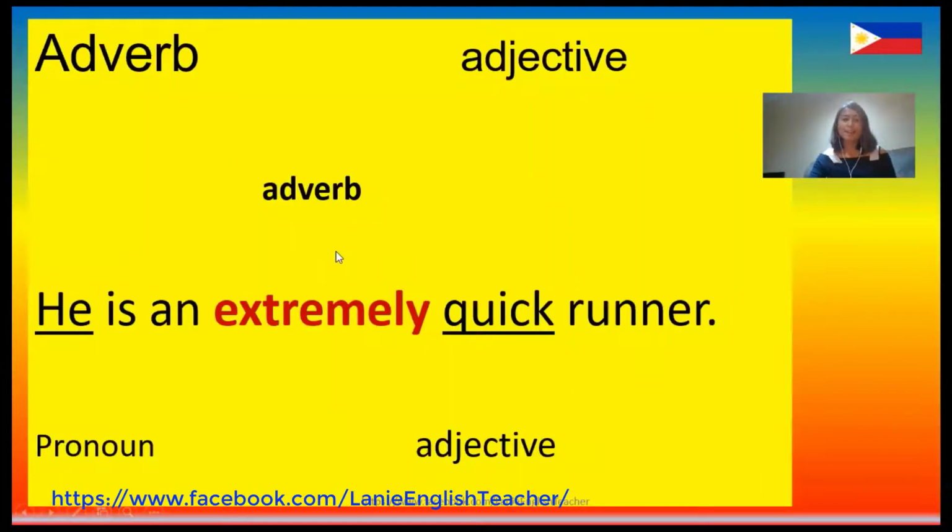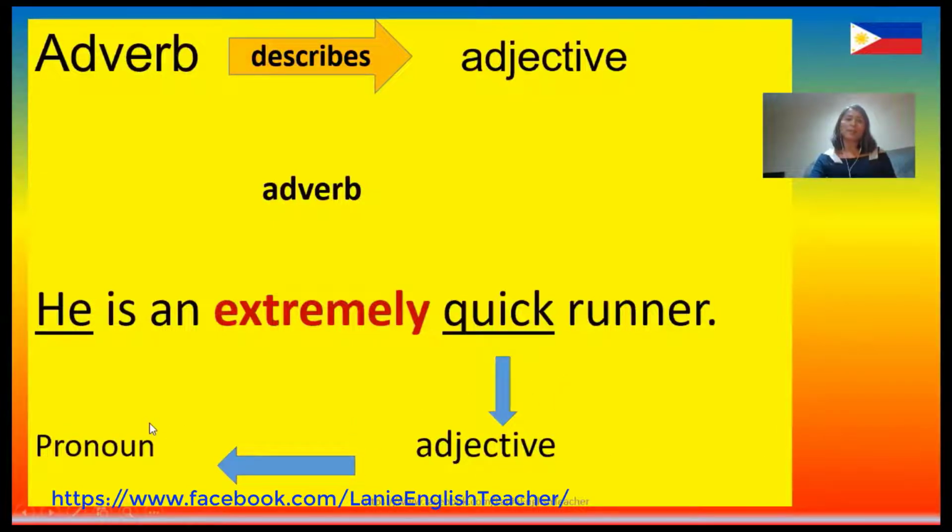Good. Now, this time we have adverb describes adjective. Let's have a look at the sentence. He's an extremely quick runner. Quick here is an adjective that describes the pronoun he. And the word extremely here describes the word quick, which is an adjective. So therefore, extremely here is an adverb.